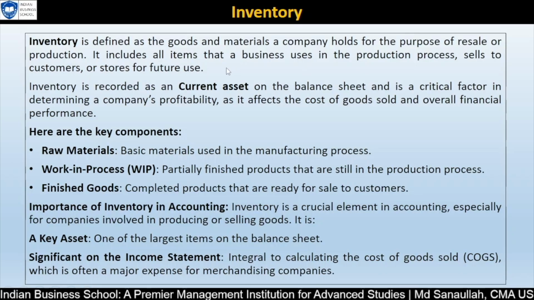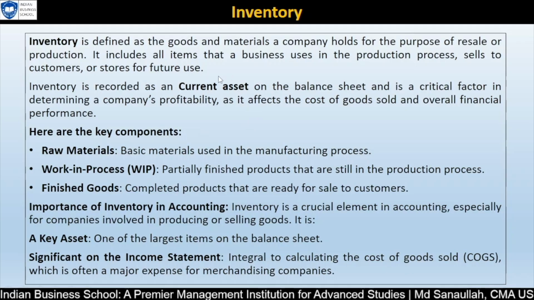So why are we creating production or purchasing a particular product? So that we can sell it to customers or store it for future use, or maybe use this kind of material for benefit purposes. You are storing it so that as and when demand comes, you will be able to supply that inventory, and you are not in a position where you suffer from a stock out. Inventory is recorded as a current asset on the balance sheet, and it is a critical factor in determining company profitability, as it affects the cost of goods and overall financial performance.